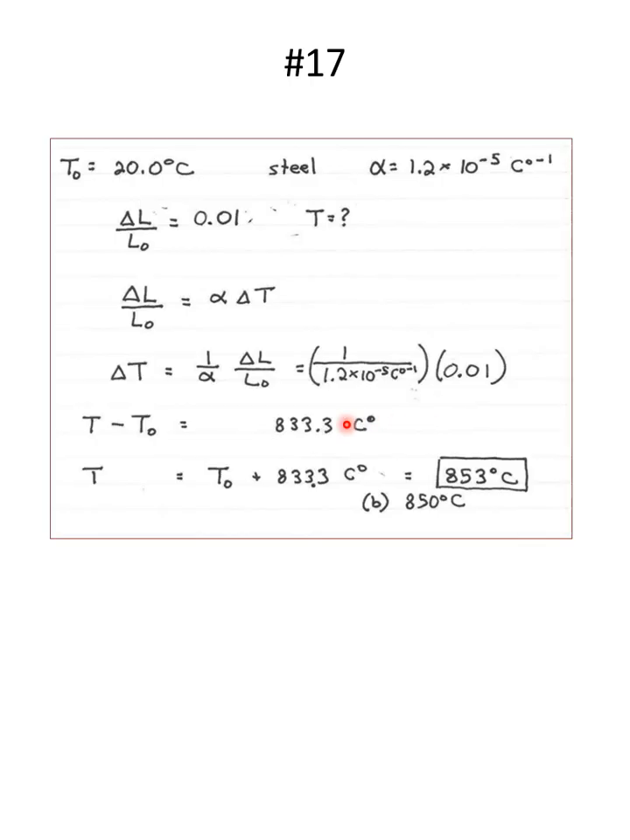And let's think about the left-hand side. Delta T means change in temperature, final minus initial. And the question is asking, what is the final temperature? So let's add T naught to both sides. And we have final temperature is the original temperature, 20 degrees Celsius, plus 833 Celsius degrees, and we get 853 degrees Celsius. We look at the multiple choices, and B, 850 degrees, is the appropriate answer.